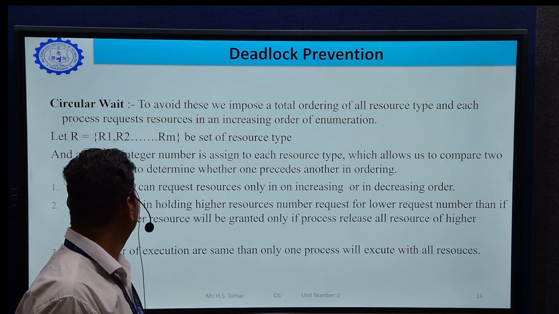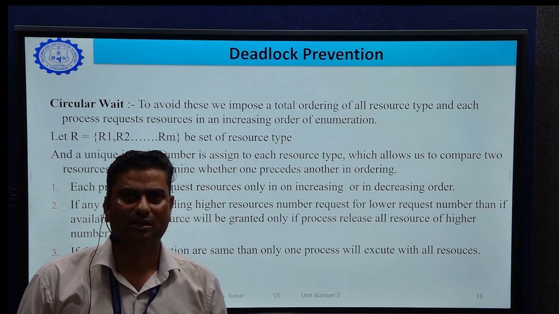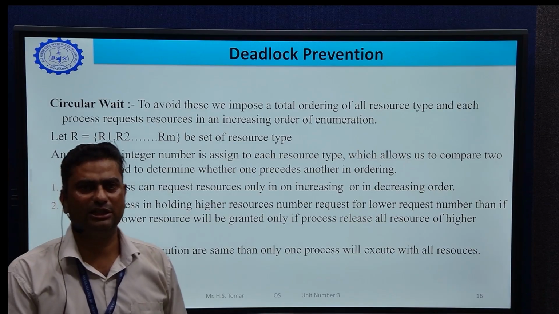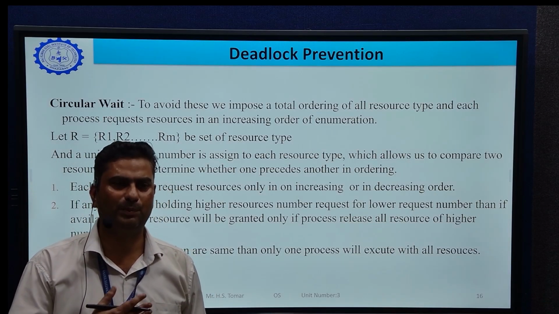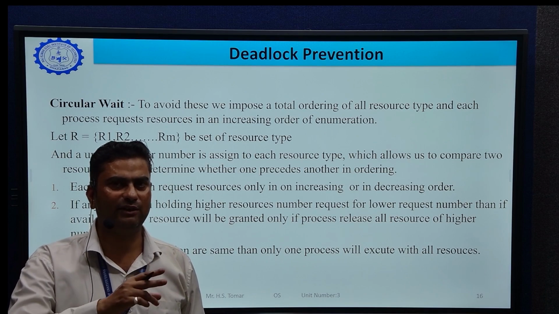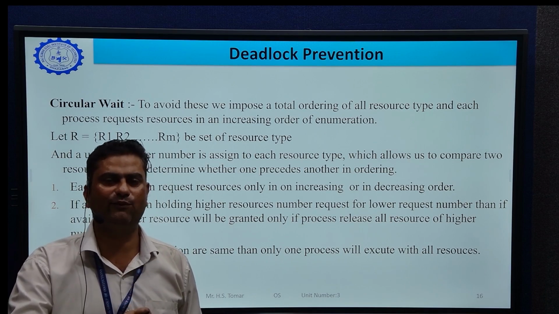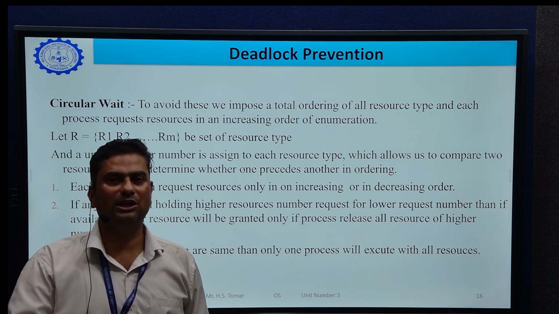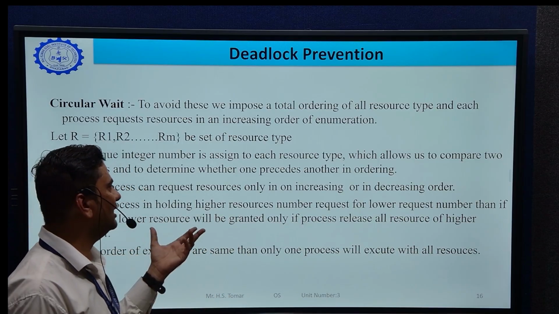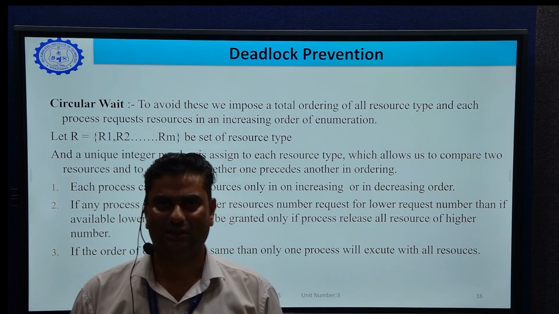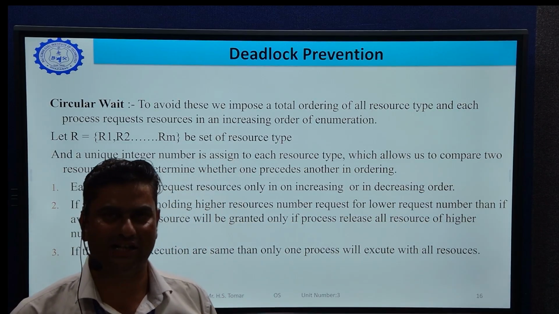Circular wait. Circular wait violation. Circular wait was, as I have told you previously, process P0 is waiting for P1, P1 is waiting for P2, and Pn minus 1 is waiting for Pn, and Pn is waiting for P0. There was a circular condition as we have told earlier. But here, how to violate this condition? There are three approaches to violate this condition.